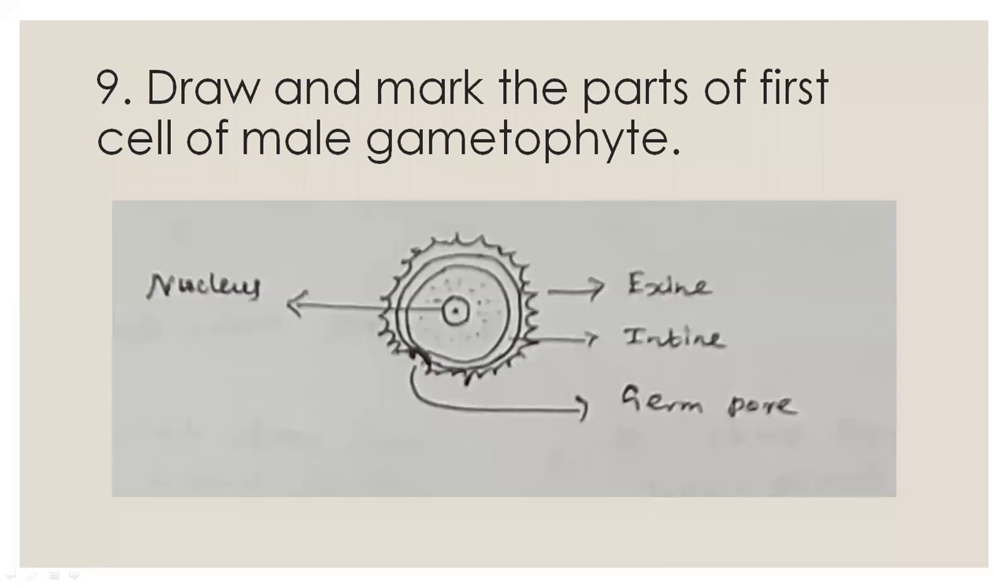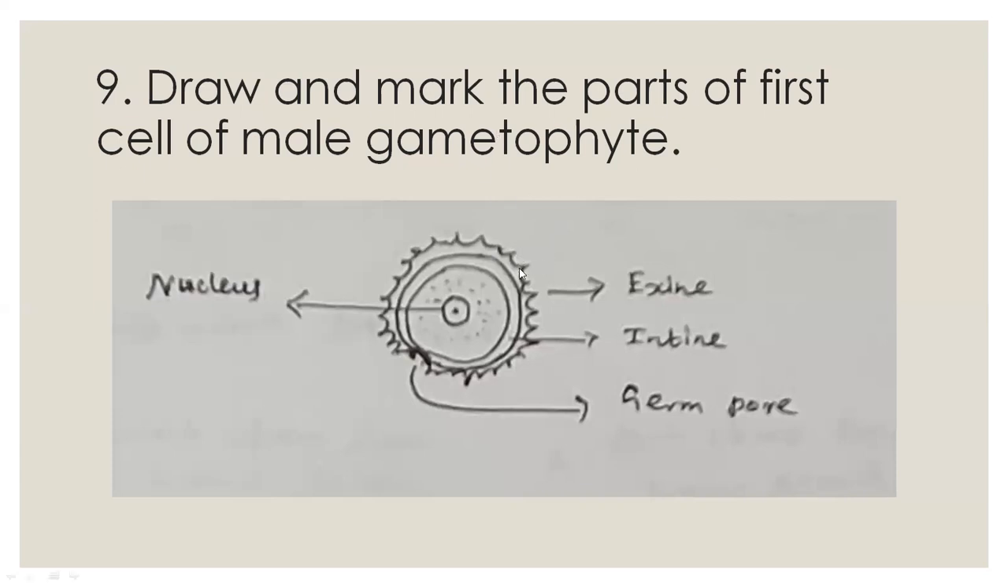Question number 1. Draw and mark the parts of the first cell of the male gametophyte. The first cell of the male gametophyte is the microspore, and it is the end product of meiotic cell division or microsporogenesis. At the end of microsporogenesis, from a single microspore mother cell, 4 microspores are formed. Then it will become a pollen grain.